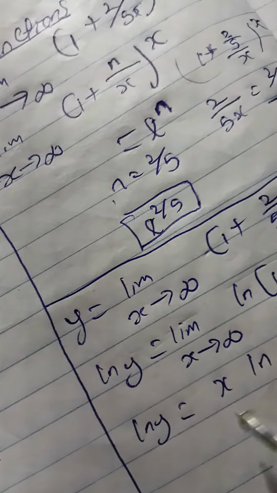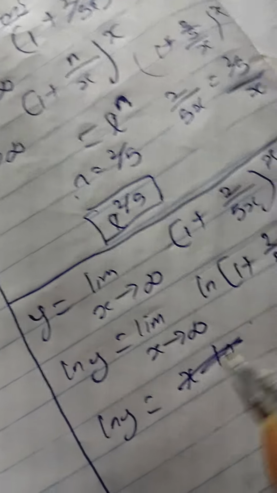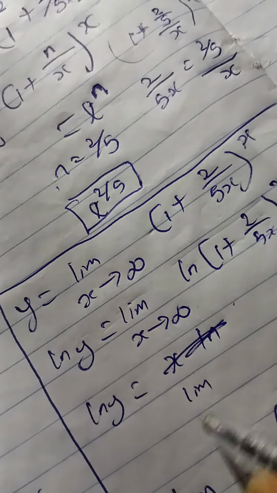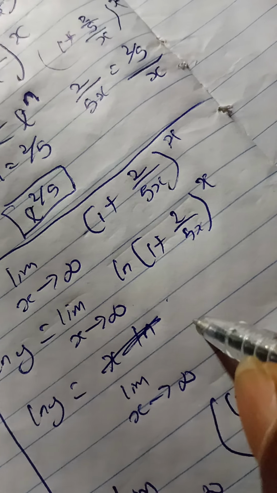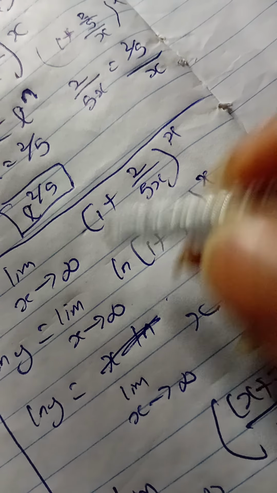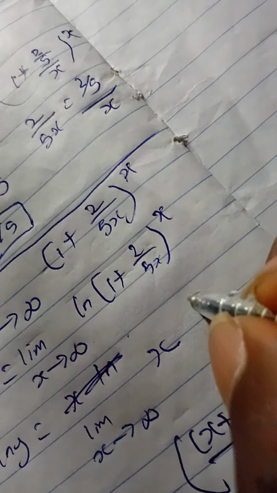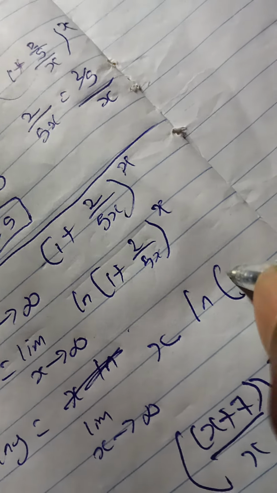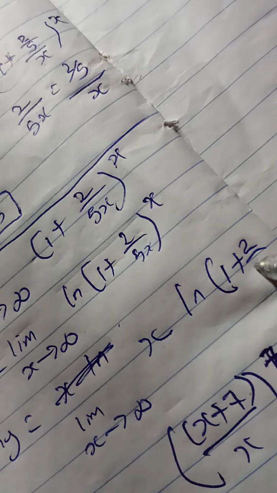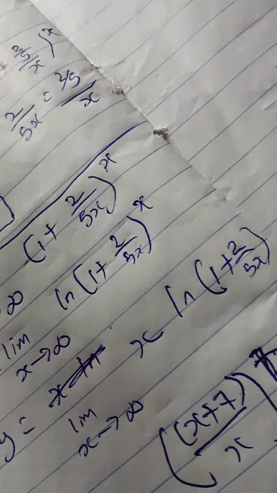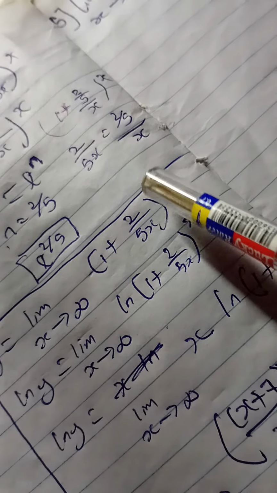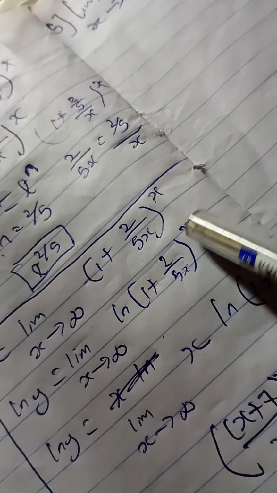ln y equals limit, always add your limit, as x tends to infinity of x, x will come down. Some of you that don't know this ln stuff, I pity. If you have ln 2 square, it becomes 2 ln 2. So that's what we do here. What ln and log do is that they bring down the power.